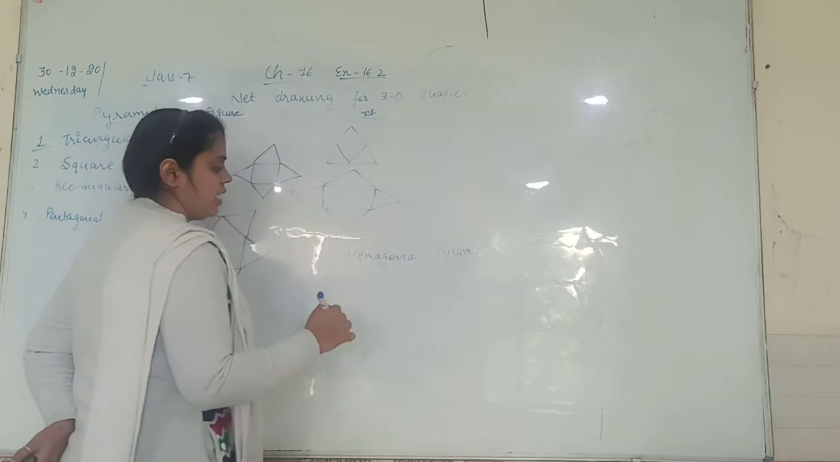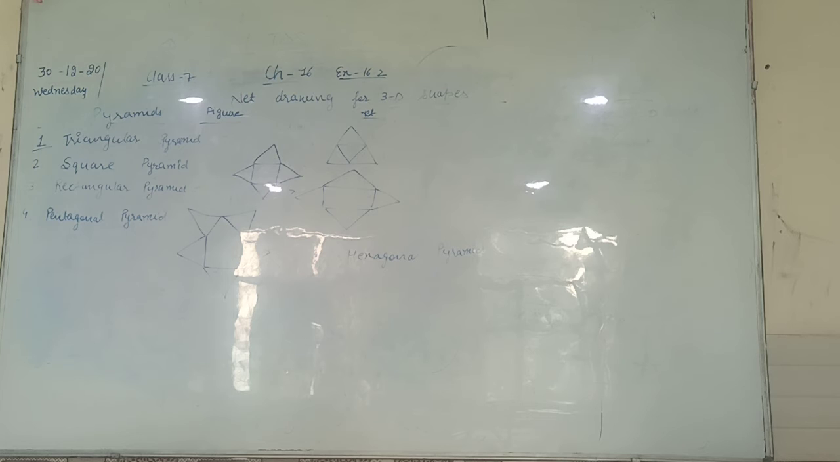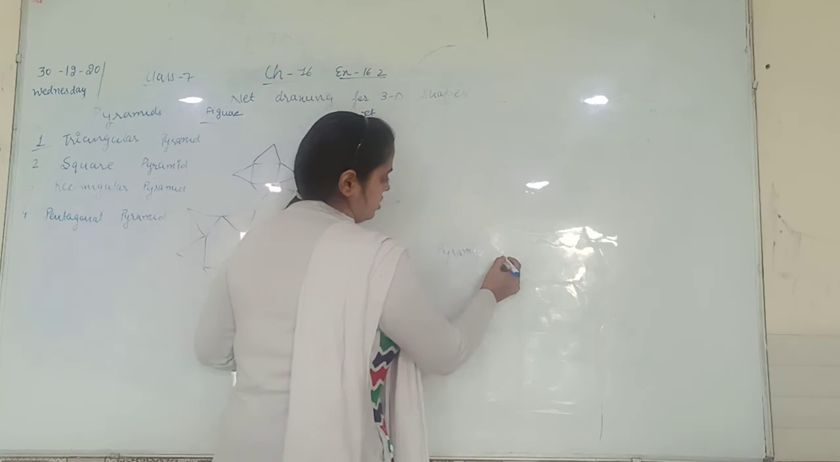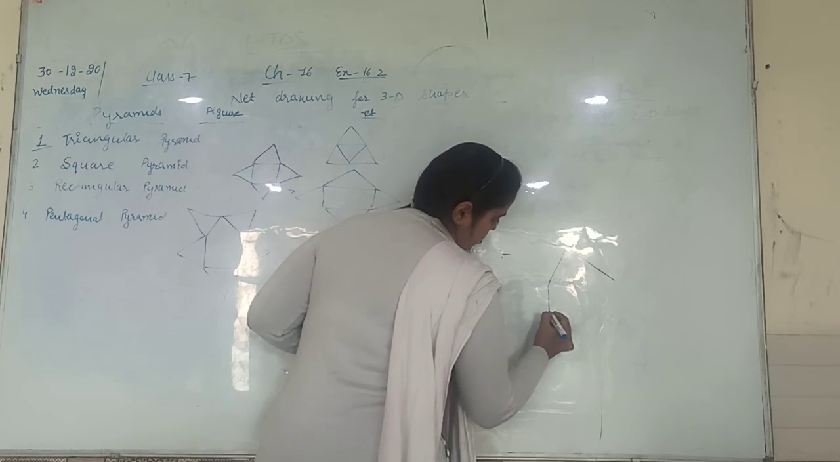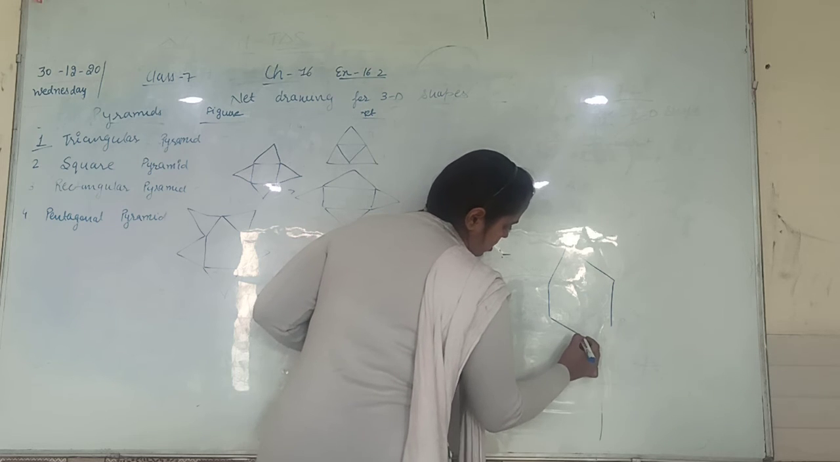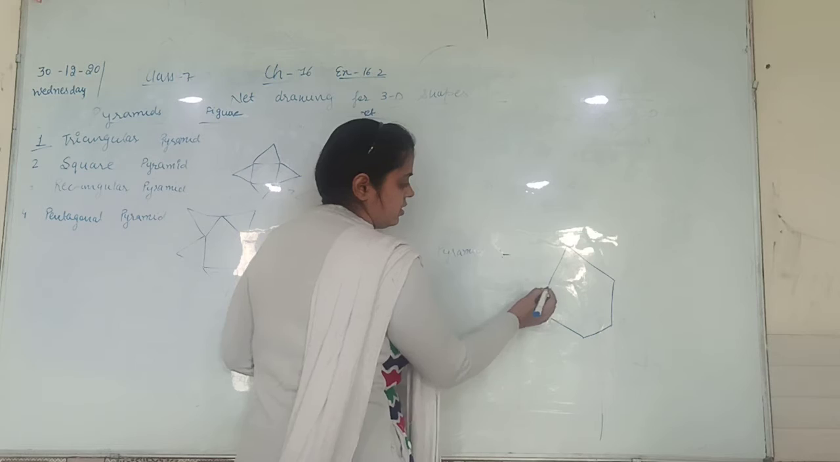As name tells us, hexagonal means first we have to draw the figure which has 6 number of sides. How many number of sides? 6. Right? So firstly we draw a shape like this one. One, 2, 3, 4, 5, 6. Right?